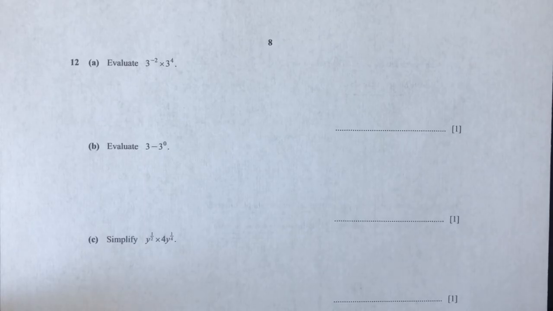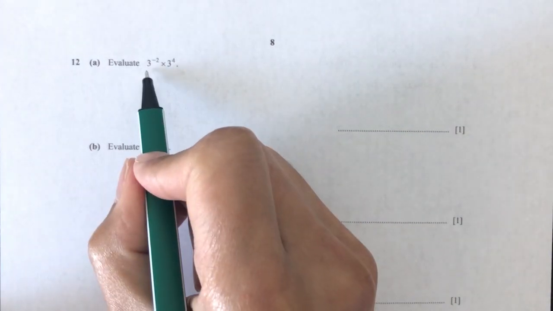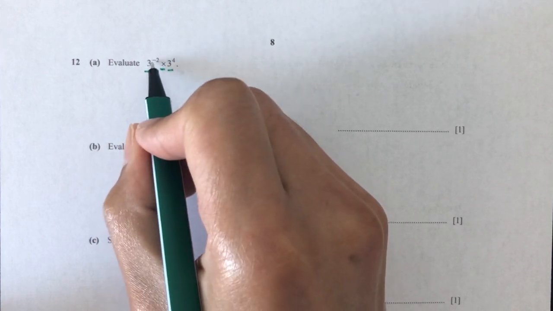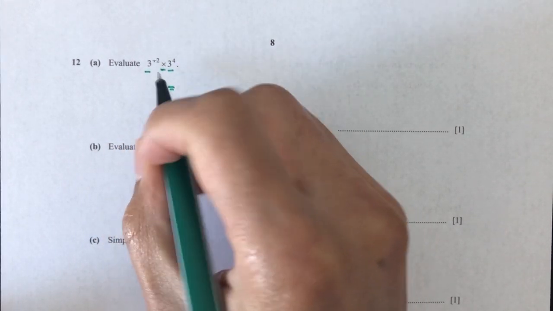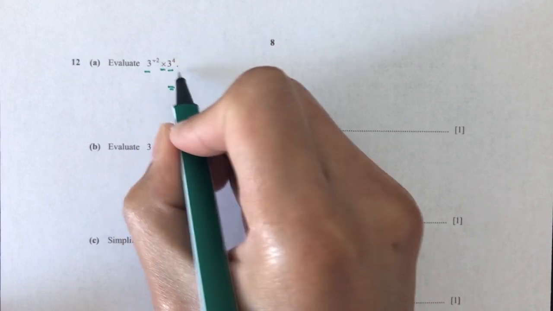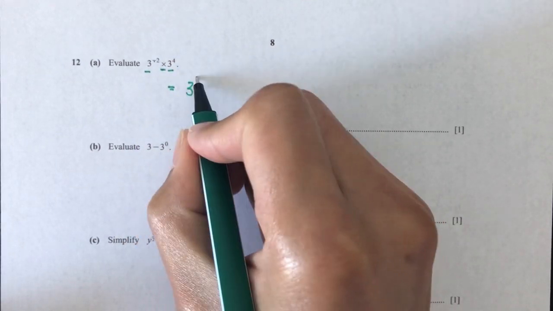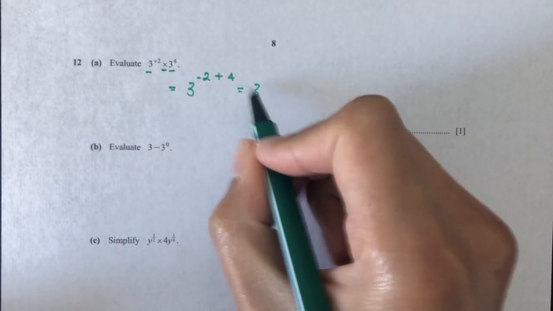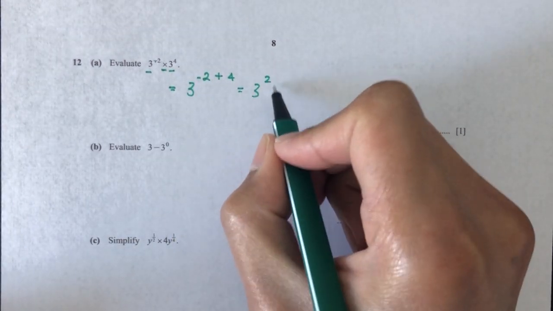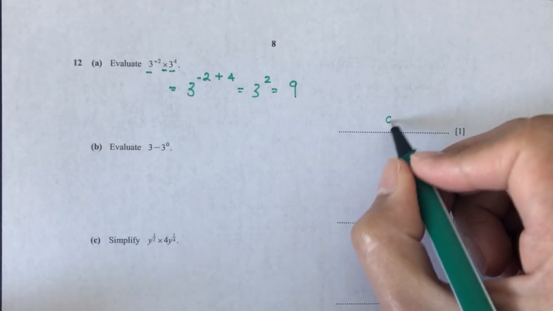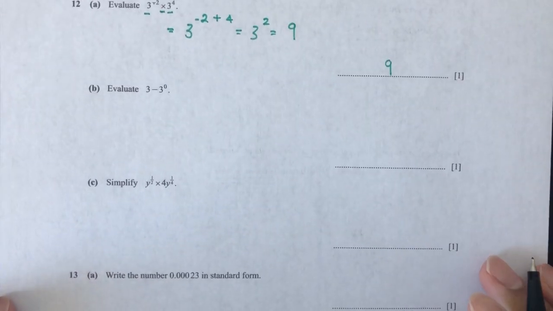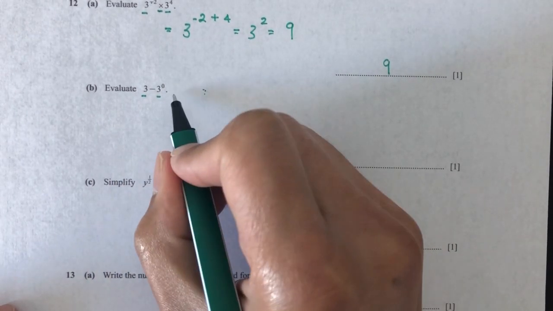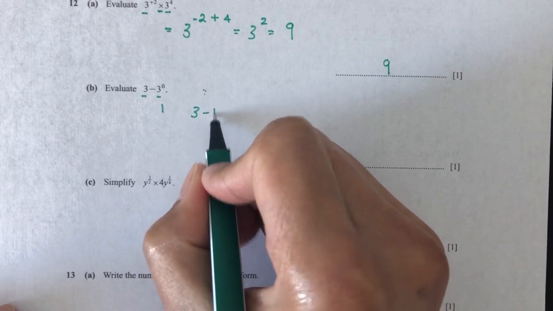Question number 12, we have evaluate 3 power minus 2 times 3 power 4. So for indices of the same base, we can just do that. If it's a multiply, we have to take their powers and add them together because it's multiply. So minus 2 plus 4 is 2. Your answer will be 9. So part A is 9. And part B, evaluate 3 minus 3 power 0. So anything power 0 is 1. So we have 3 minus 1 is 2.